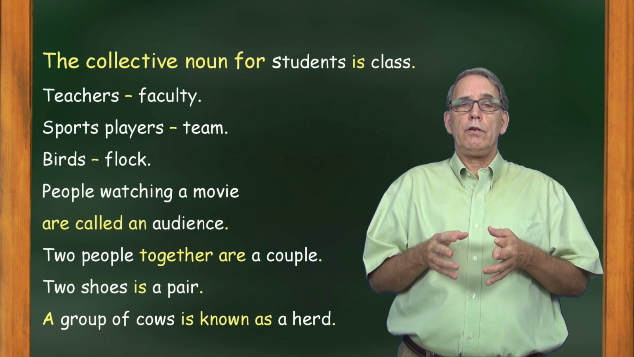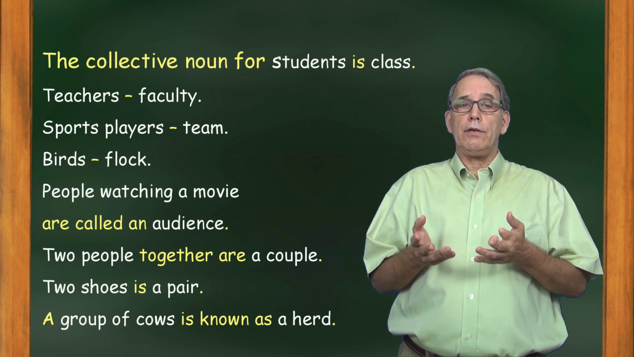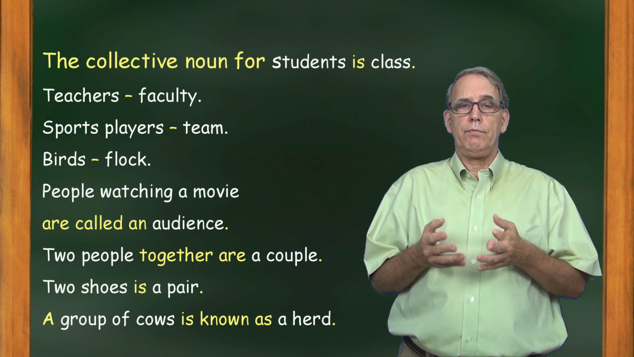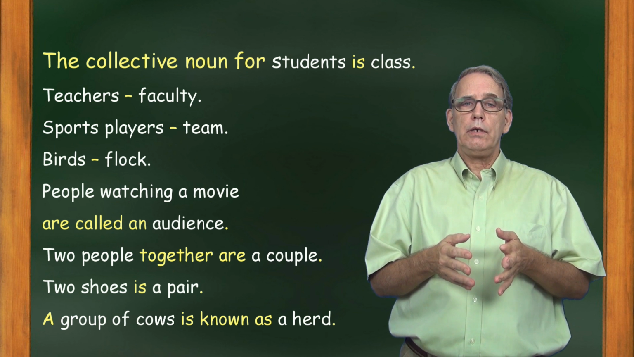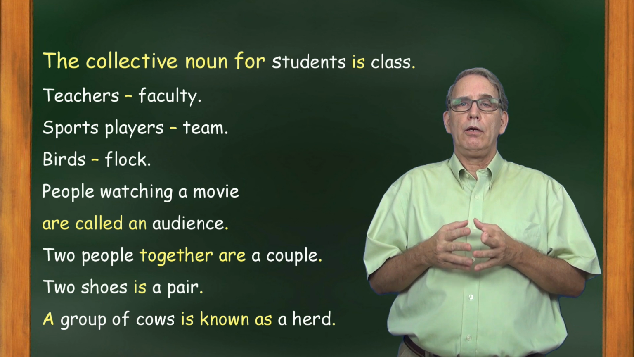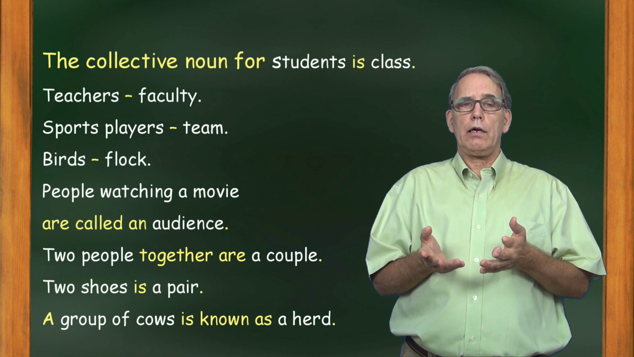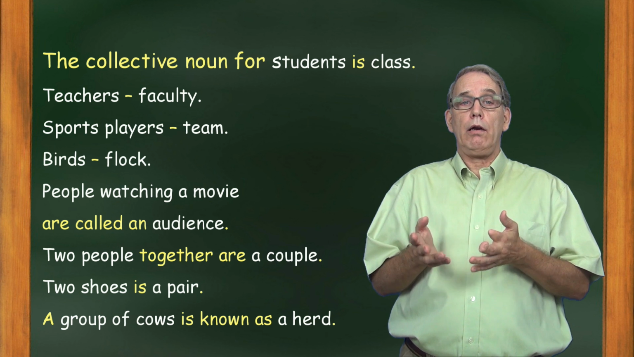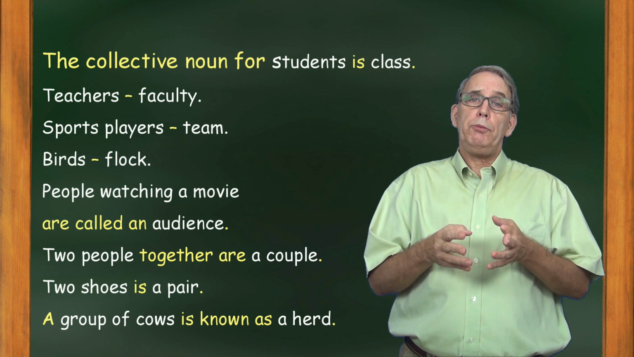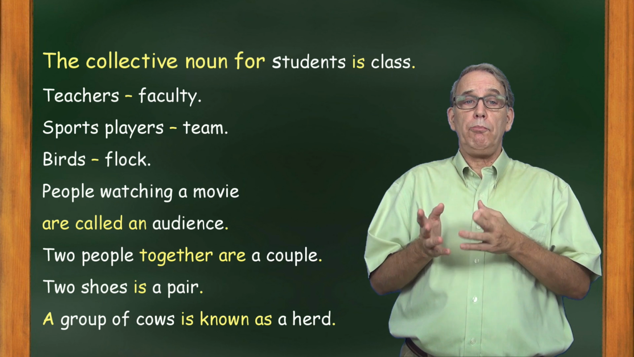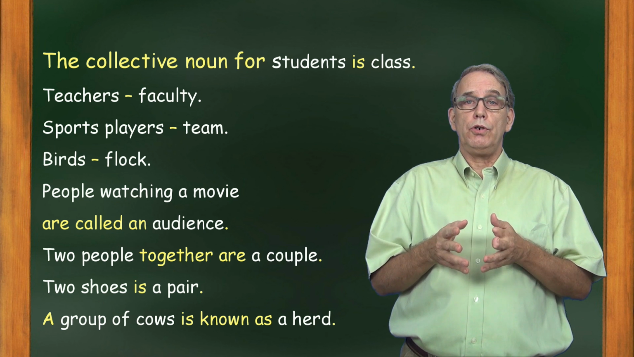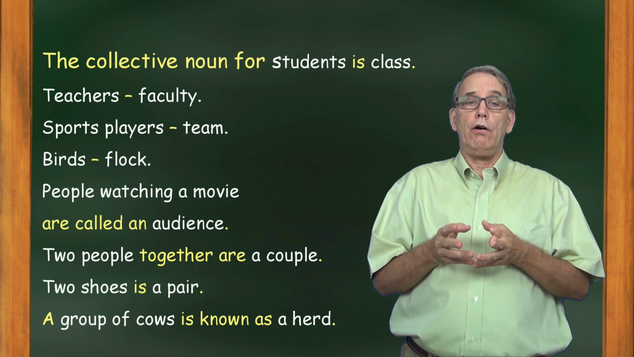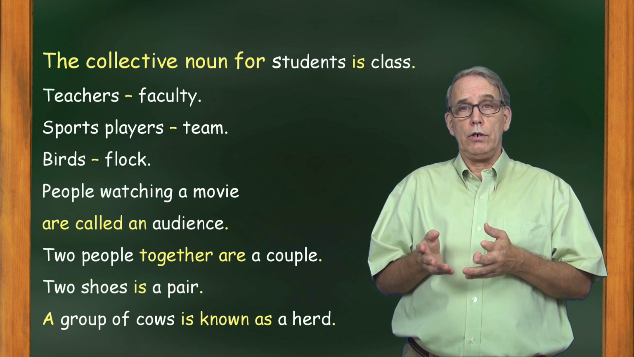The collective noun for students is class. Teachers, faculty. Sports players, team. Birds, flock. People watching a movie are called an audience. Two people together are a couple. Two shoes is a pair. A group of cows is known as a herd.